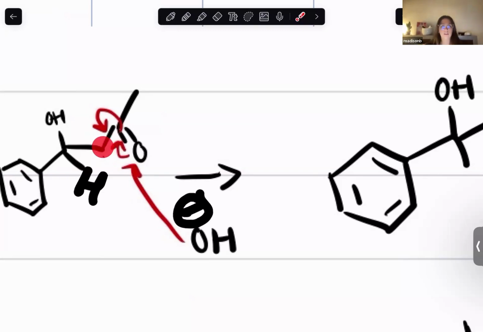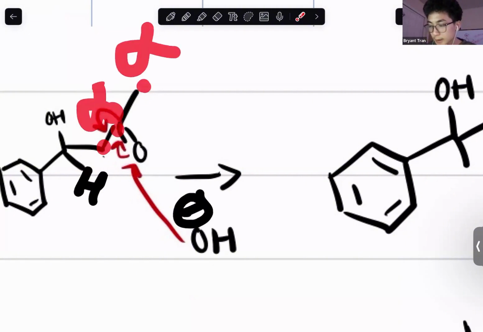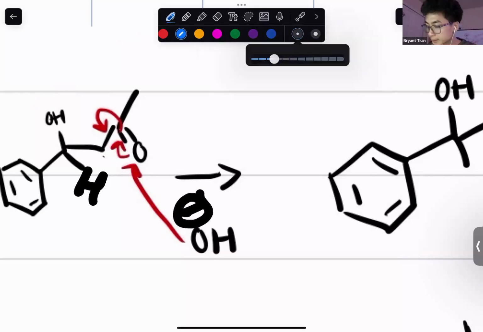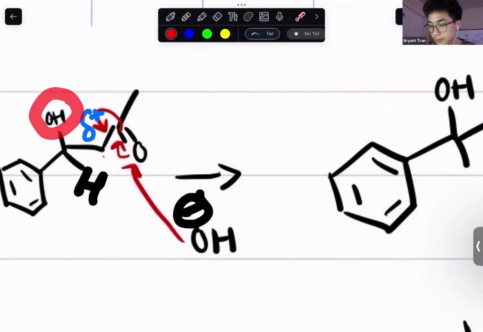This is also an alpha carbon, because it's one carbon away from the carbonyl carbon. This is an alpha carbon, and this is an alpha carbon. But we're interested in the alpha carbon that is in between the carbonyl carbon and the alcohol, because that has the most partial positive charge, since it is in between the two electronegative groups we have, the alcohol and the carbonyl, right there.